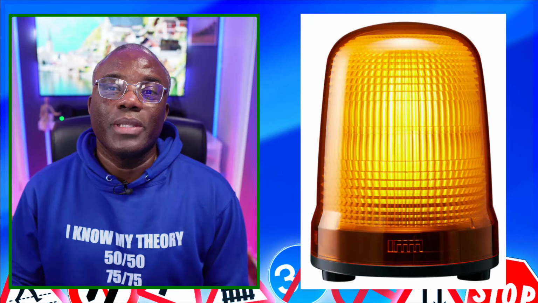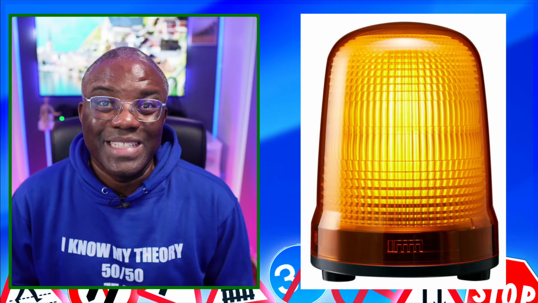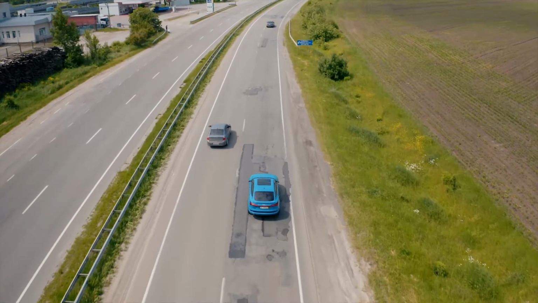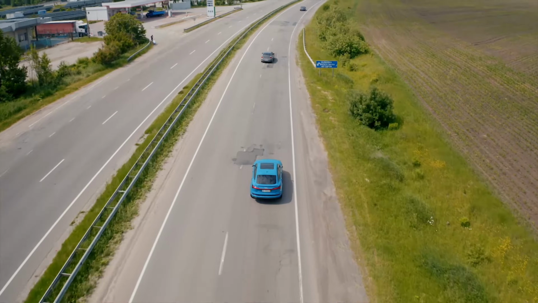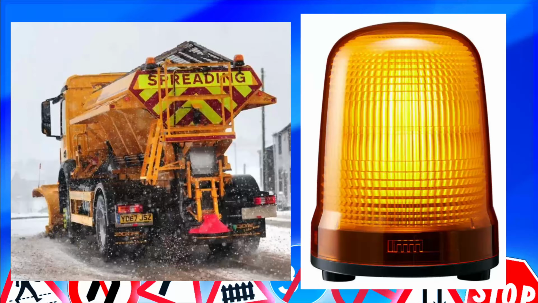If you didn't know, the yellow light is for slow moving vehicles, a particular slow moving vehicle, not necessarily a slow moving driver, but a slow moving vehicle. So give you some examples. You have the snow plow. So obviously when it's spreading the salt, it's moving very slowly. The lights will be on. You need to find a way around it when safe to do so.